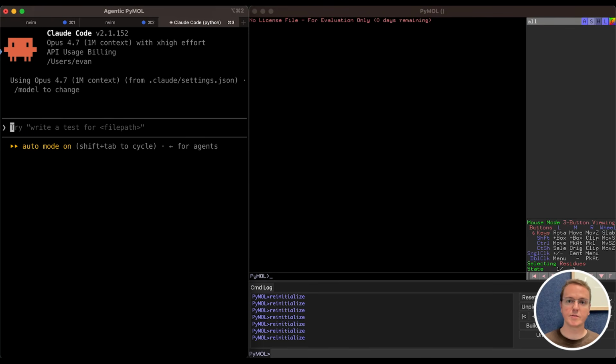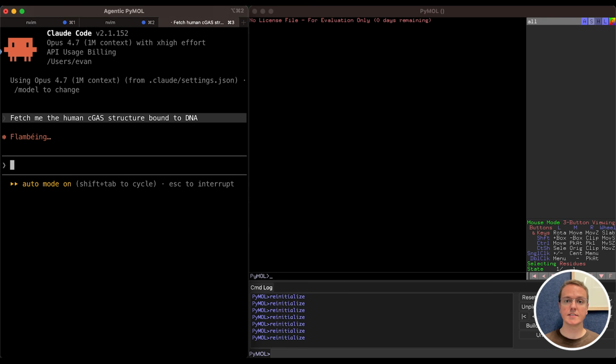Okay, this is a very quick demo illustrating how you can use Agentic PyMOL to do meaningful structural analysis just with natural plain language. Okay, so to start, I've got my Claude Code session on the left here. Fetch me the human cGAS structure bound to DNA.